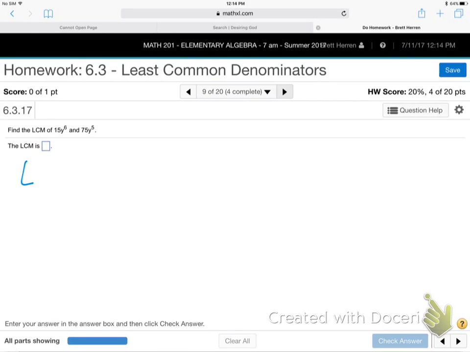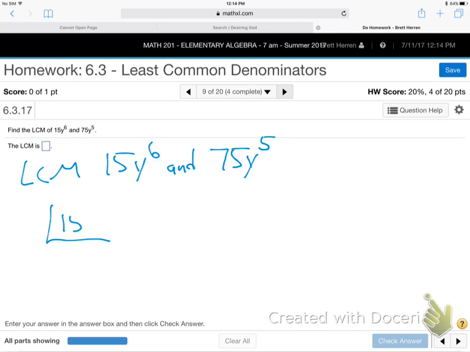Okay. So LCM again of 15y to the 6th and 75y to the 5th. Okay, so the 15 and the 75, just do the box for them, and then we'll do the y powers afterwards. So take the 15 and the 75 and put them in a box. What goes into 15 and 75?